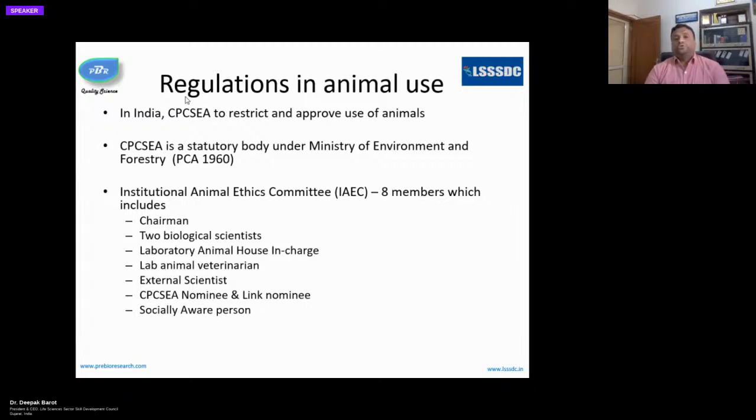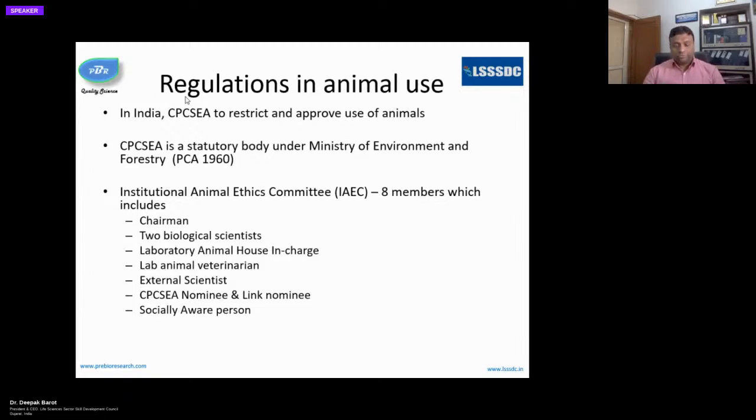And then finally, there should be one person on this committee, again appointed by CPCSEA, who is a socially aware person. This person is not a scientific person, but a socially aware person who will be responsible for bringing animal welfare opinions onto this committee. So that's the formation of the IAEC.